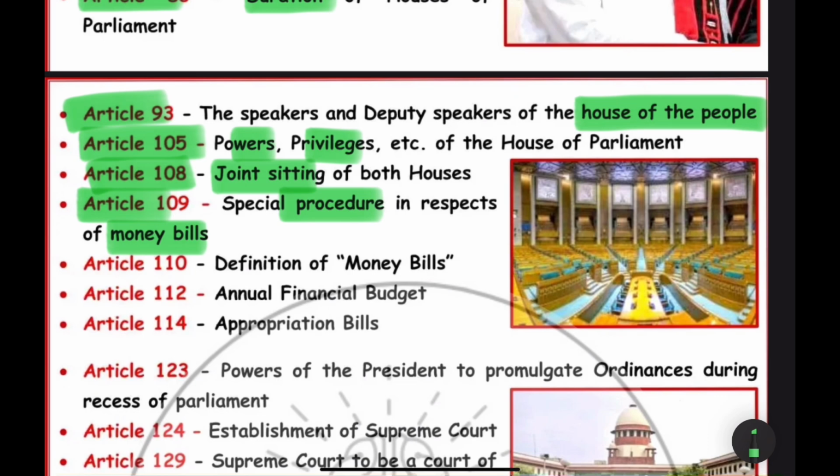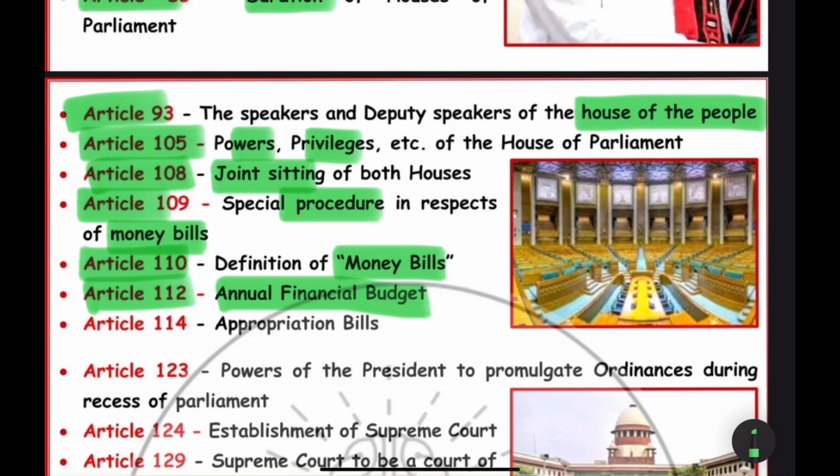Article 109 tells us the procedure related to money bills. Then Article 110 gives the definition of money bills. Which article tells about money bills? That is your 110, and the procedure for money bills is your 109. Don't be confused. Then Article 112 tells about the annual financial statement.